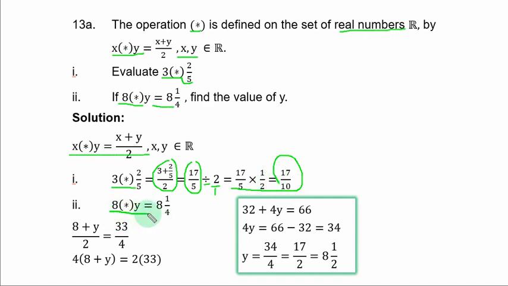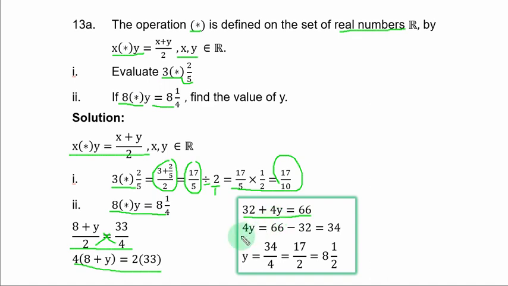Remember figure 2, we should find y in this expression. What it means is that if you replace s with 8, y remains the same over 2. You equate it to 8 whole number 1 over 4, that simplifies to 33 over 4 in this form. To clear fractions, simply cross multiply and you have this result. If you open the brackets, you have 32 plus 4y equal to 66.